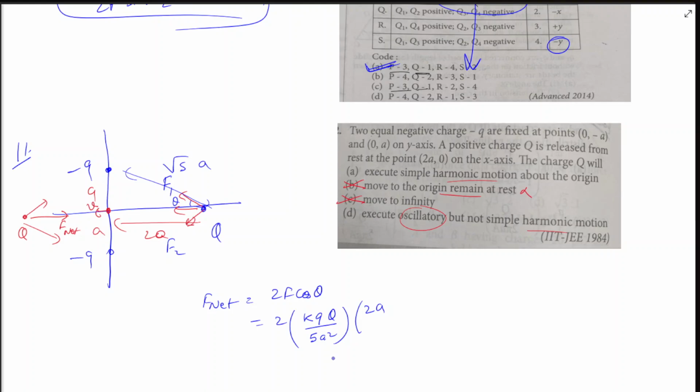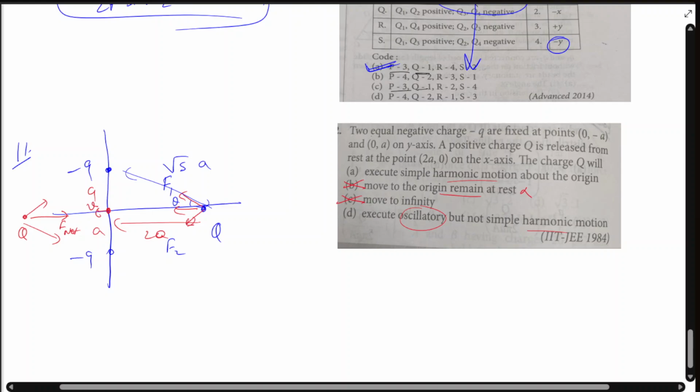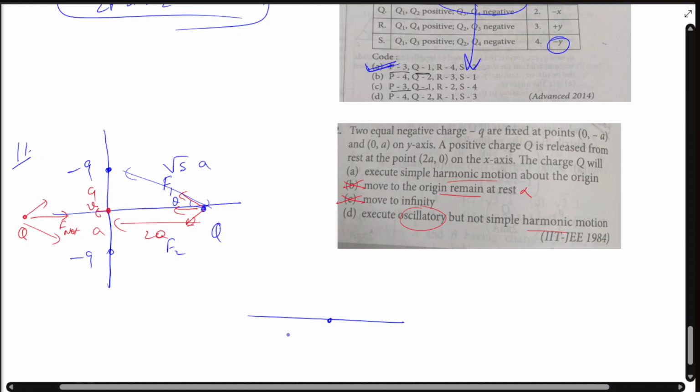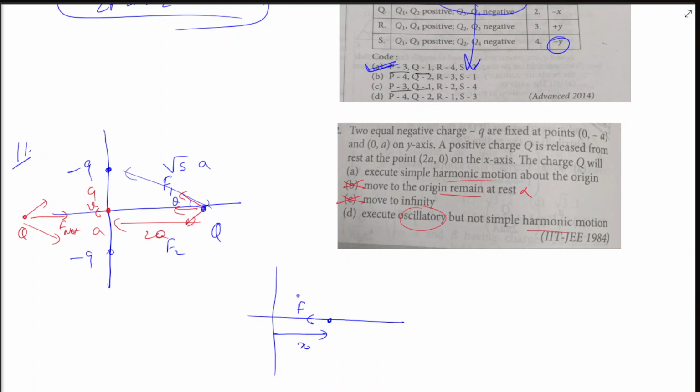Okay, so for the SHM, I have to take some general position, right? It's a mistake. Let me draw another diagram. Let's say this particle is at distance x. I've just moved it by distance x. The force will be in this direction, right? And this is a. So what will it be? F net will be 2F cos theta. This is theta, right?